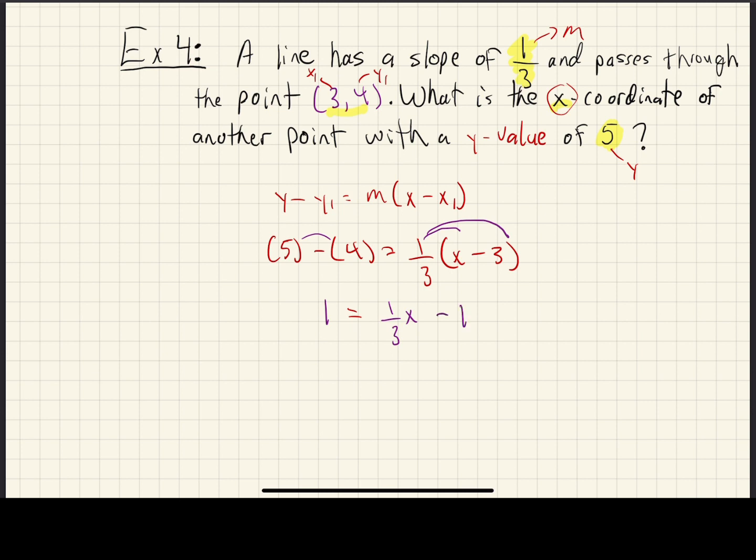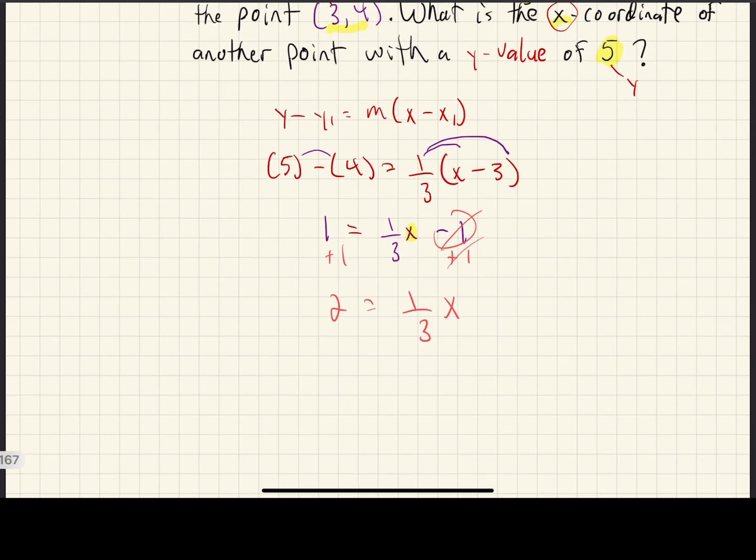And then what we're going to do from here is isolate for x. And we can do this in the following manner. So we can bring the 1 over here. And that gives us 1 plus 1. This is all using inverse operations. So we added 1 because this was subtracted by 1. So we have 2 is equal to 1 over 3x.